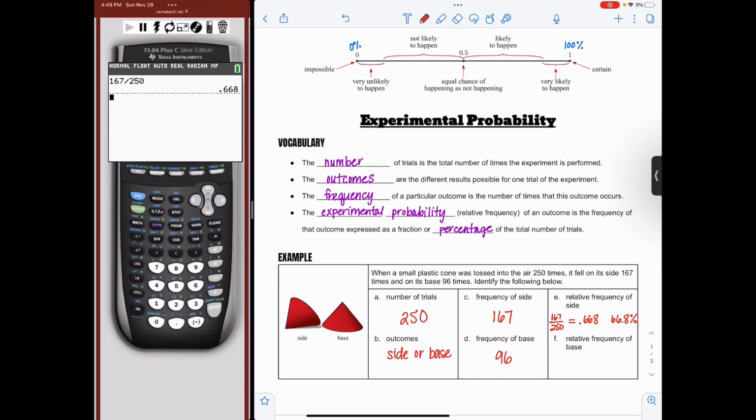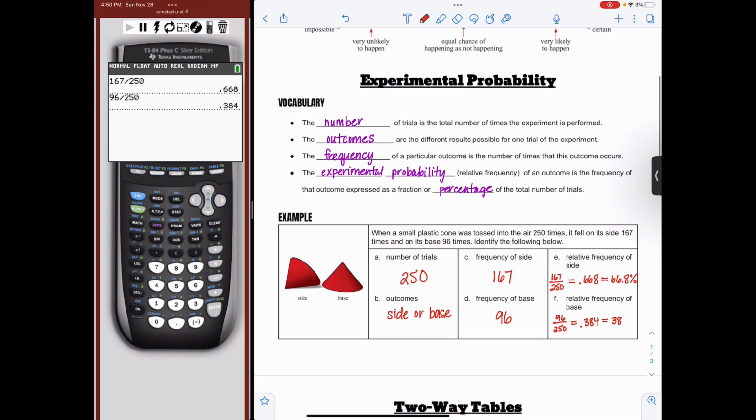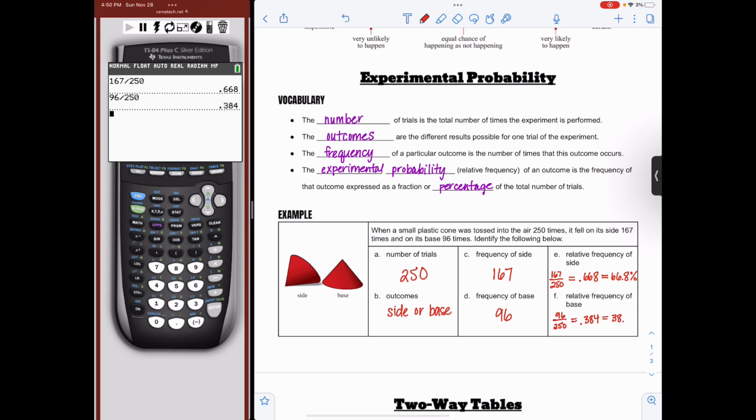So now let's look at the relative frequency of landing on the base. So it lands on the base 96 times, 96 out of 250. You can put it as a simplified fraction if you want. That's going to be equal to 0.384, which is equal to 38.4%.